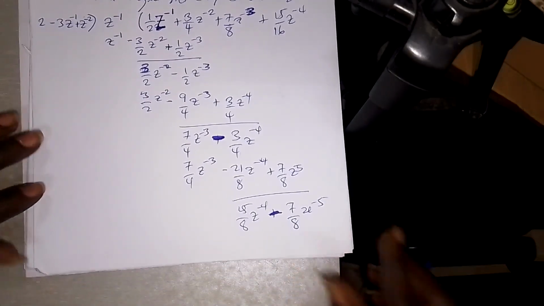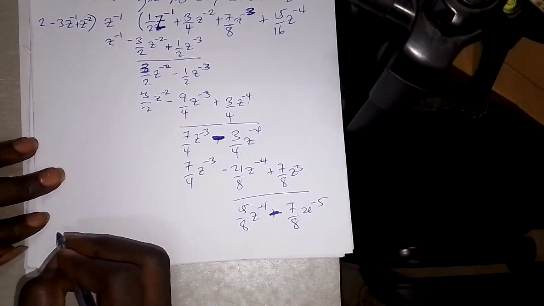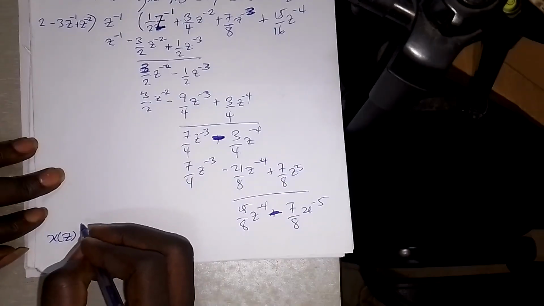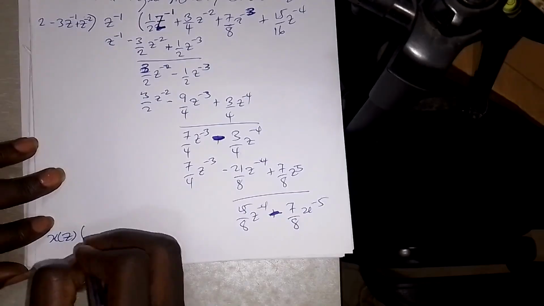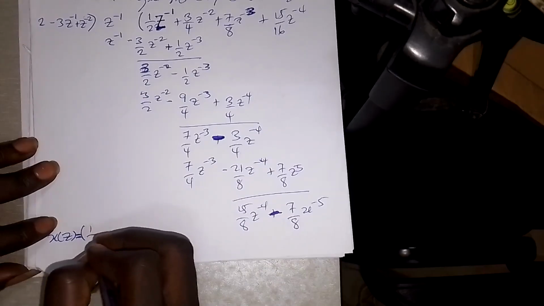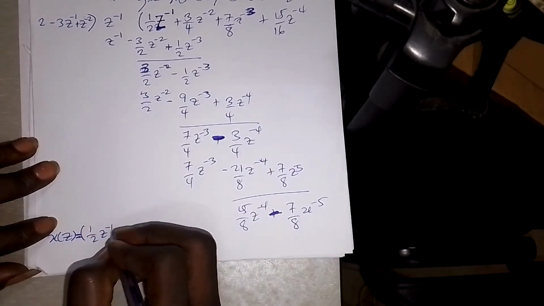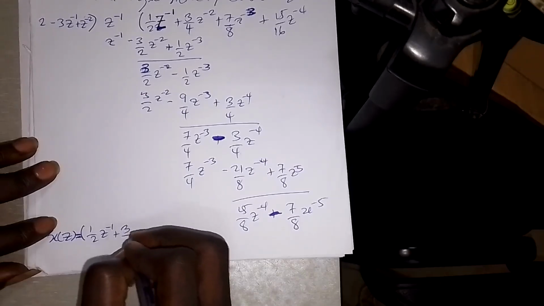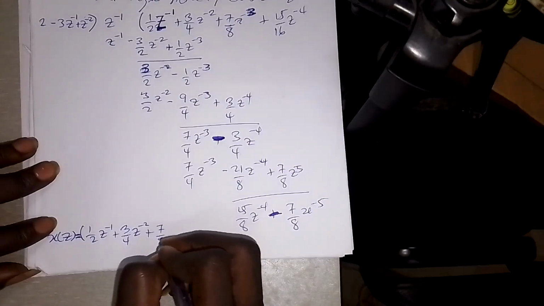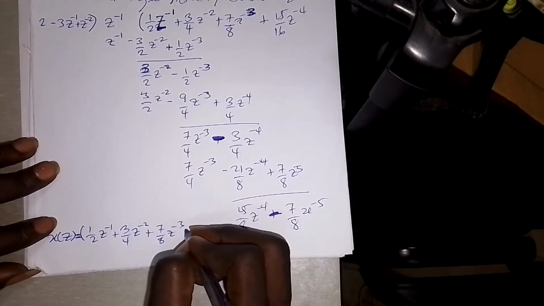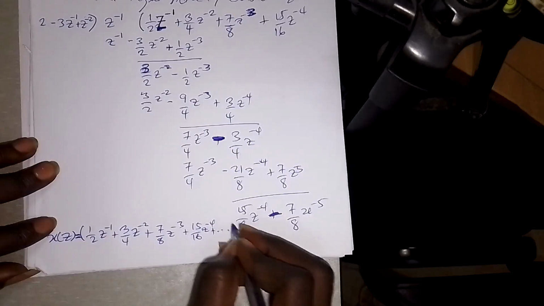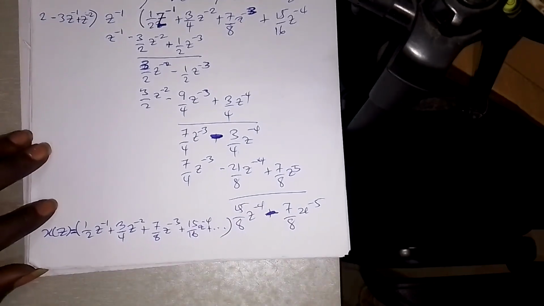So what are you going to get? You're going to get x of z equals 1 over 2 z exponent minus 1, plus 3 over 4 into z exponent minus 2, plus 7 over 8 into z exponent minus 3, plus 15 over 16 into z exponent minus 4, plus it continues to infinity. Okay, so it will continue to infinity.